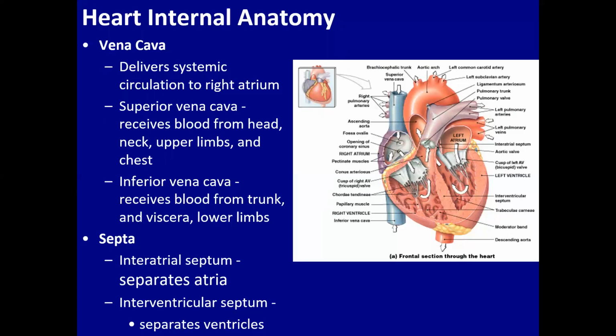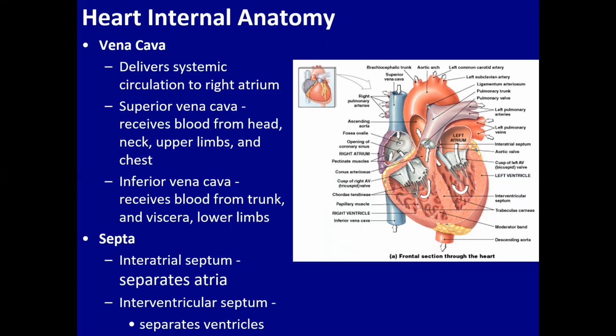So I've already talked a little bit about the vena cavas. There's the inferior and the superior, and remember this is part of the venous system. The superior vena cava is going to receive blood from the upper body, the head, neck, upper limbs, and chest. The inferior vena cava is going to receive blood from the trunk and the viscera and your lower limbs.